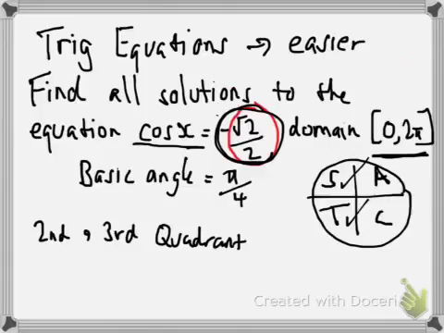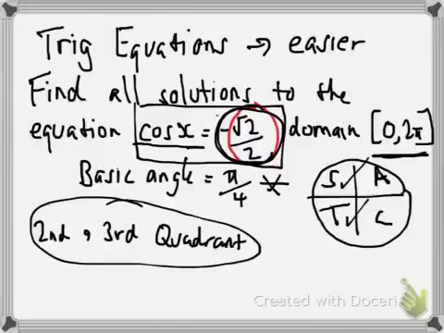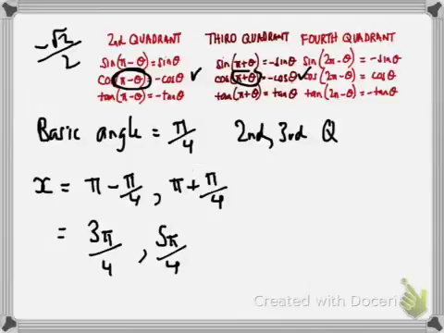Let's review. Our equation was cosine x, and sometimes these questions will have x or theta, this one's got x, equals negative root 2 on 2. We ignore the negative. Our basic angle that has a cosine value of root 2 on 2 is pi on 4. We then factor in the negative, and we know that the answers are going to lie in the second and third quadrant, because that is where cosine is negative.